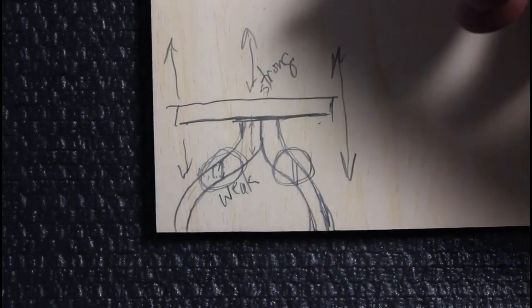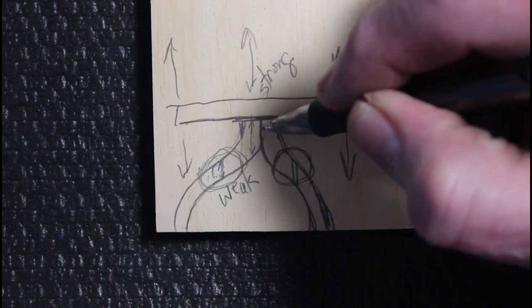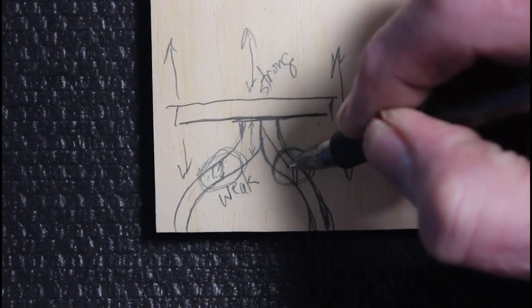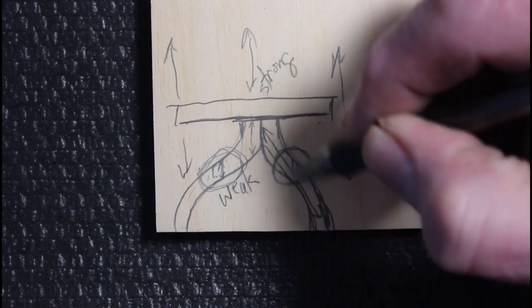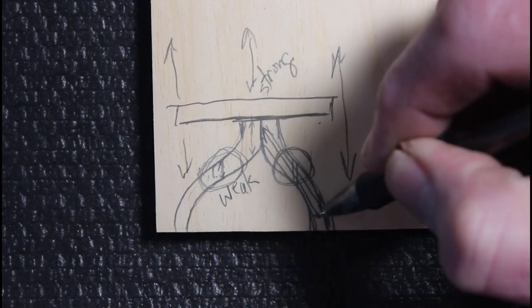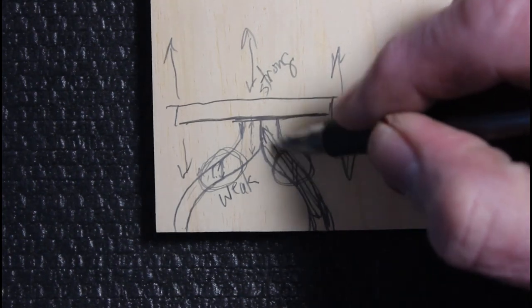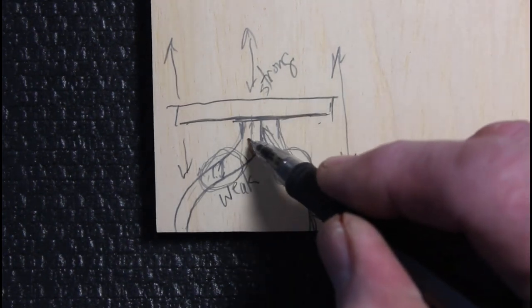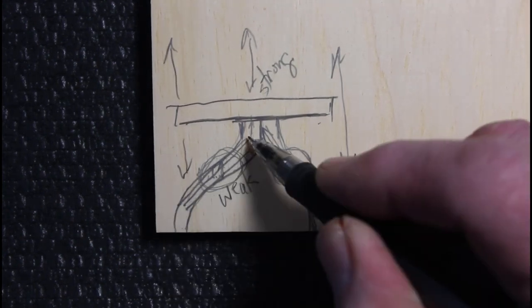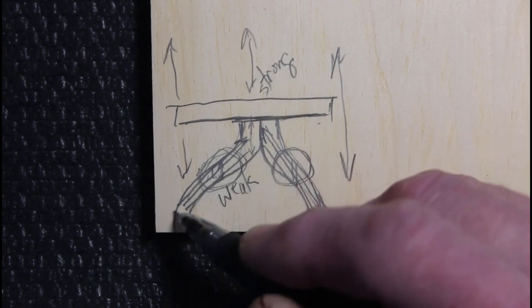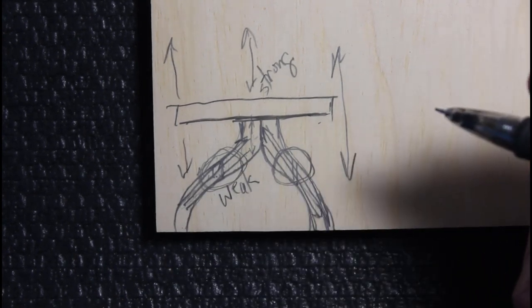Now if the manufacturers had tipped the grain of the wood in this direction, so the grain is running like this, now we've got long grain through the whole leg and it's not going to break. Why they didn't think of this, I don't know. So if you tip the angle of the wood, the grain runs this way, now you've got a strong table leg.